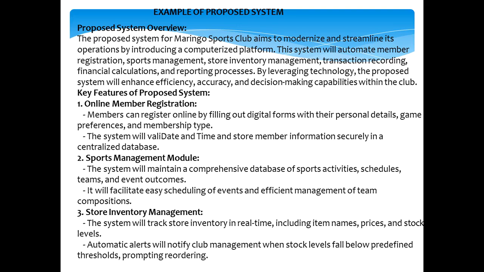So key features of proposed system, that is Maringo Sports Club. So we shall have online member registration. Members can register online by filling out digital forms with their personal details, game preference, and membership type. Then the system will validate and time-stamp and store member information securely in a centralized database.